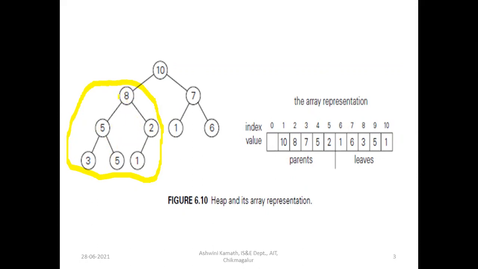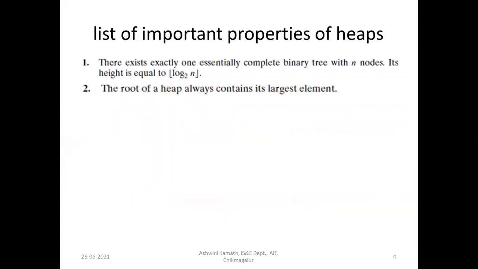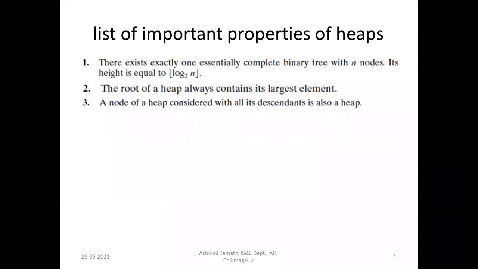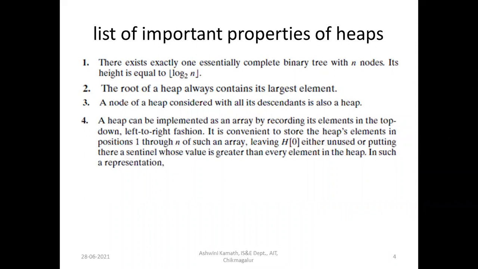8 is in the root of the subtree, so that is larger than 5, 2, 3, 5, 1, right? Again, if you consider only this, it is also a heap. Consider this again, this is also a heap. Consider any node in the heap, with all its descendants, it will be a heap. That is the third property: a node of a heap considered with all its descendants is also a heap. A heap can be implemented as an array by recording its elements in the top down, left to right fashion.